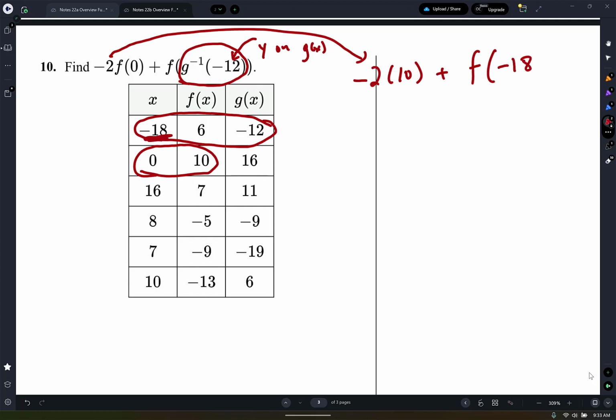Negative 18. See? So now I look for the x value of negative 18. And there it is. And it says f of negative 18, which is 6. So negative 2 times 10 plus 6. So negative 20 plus 6. So what's that? Negative 14. What do you guys think? Not bad, right?